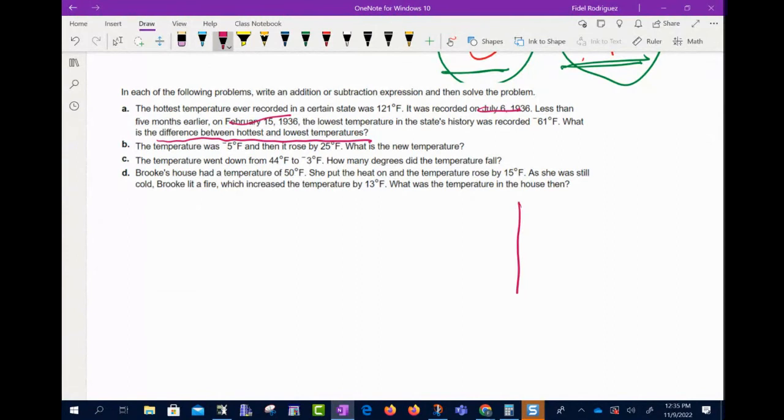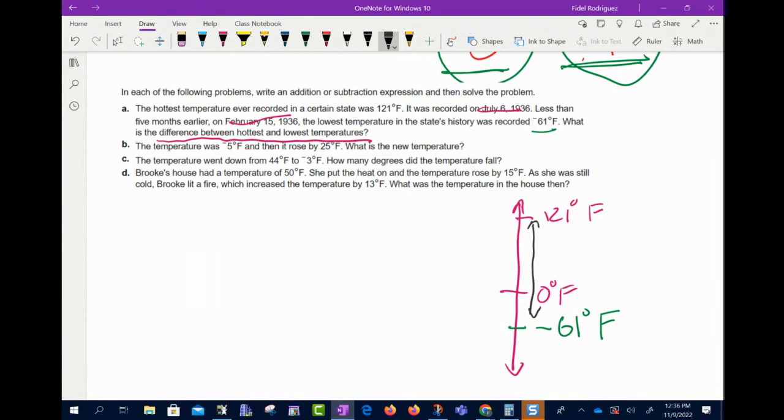So if you think about a thermometer on a vertical scale, and that's 0 degrees, okay? And we know that the hottest day was 121 degrees, right? And the coldest day, okay, the coldest day was a negative 61. So the negative 61 is going to be right here. What we're trying to figure out is how far is it from here to there, okay?